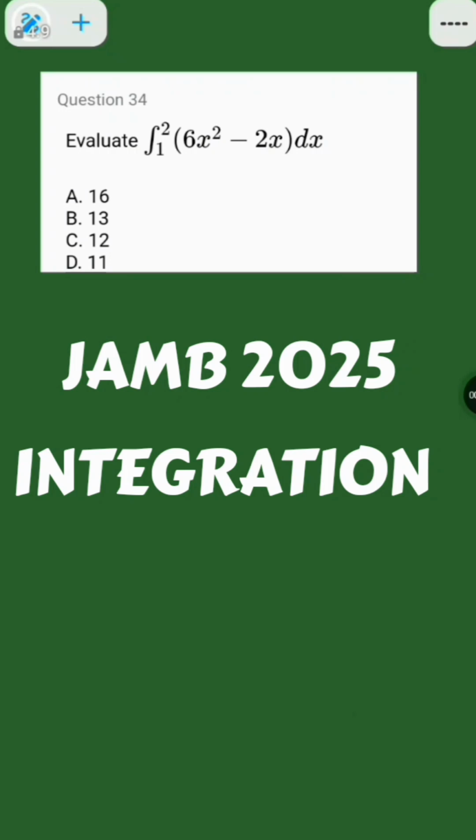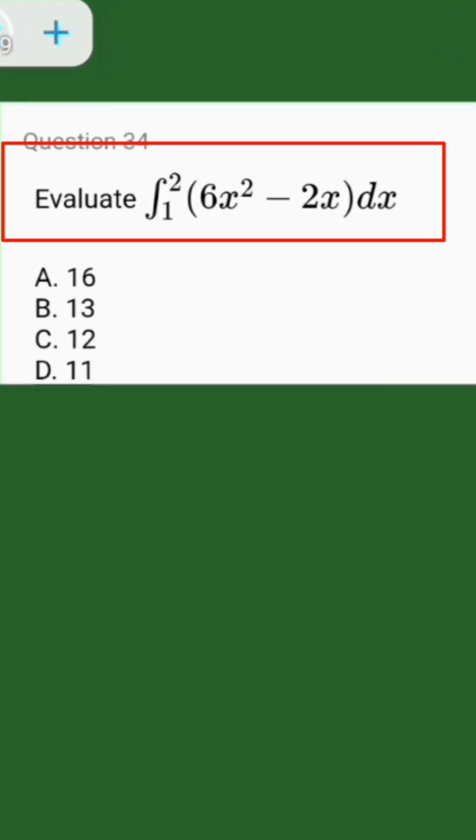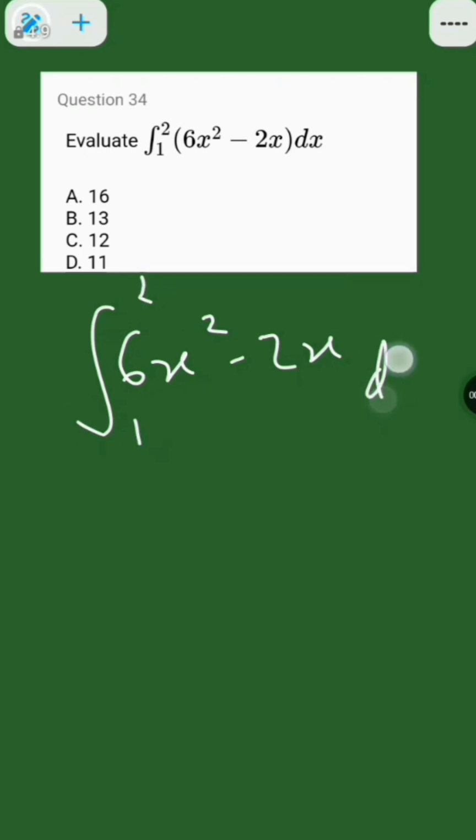Come, let me show you how to solve this question. We have to integrate 6x squared minus 2x dx from 1 to 2. Very simple. First of all, write your 6x squared minus 2x. So you have to integrate this from 1 to 2 dx.